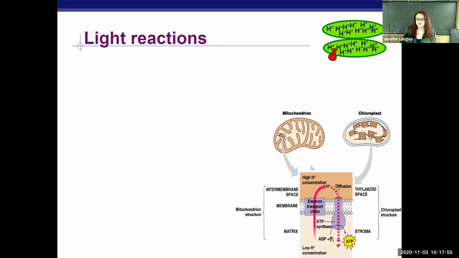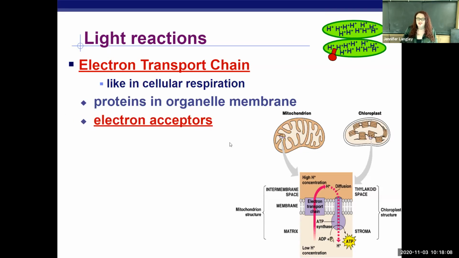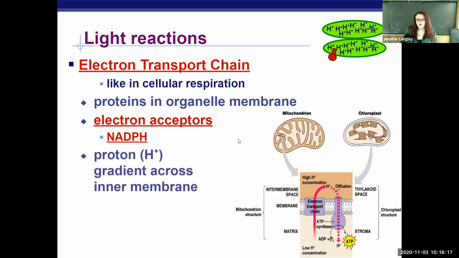So our light reactions. We have an electron transport chain, just like in cellular respiration. There are proteins in the membrane, just like in respiration. There are electron acceptors, just like respiration. This time, instead of NADH, we have NADPH. And we still create a proton gradient across that inner membrane. This time though, we're doing it backwards.